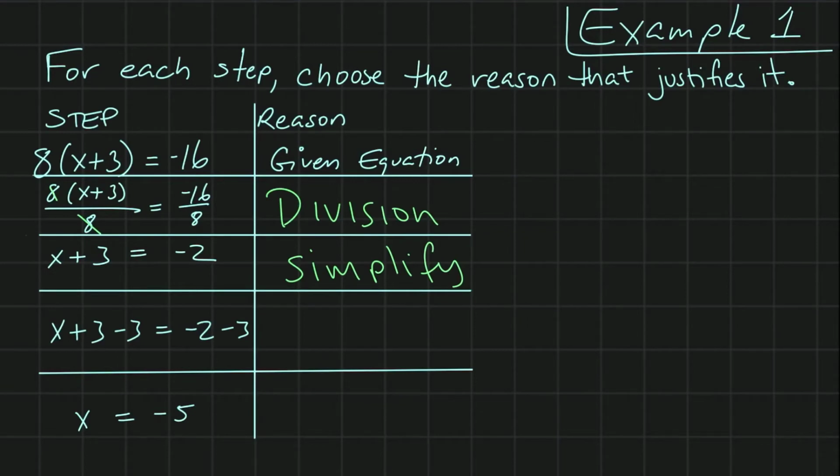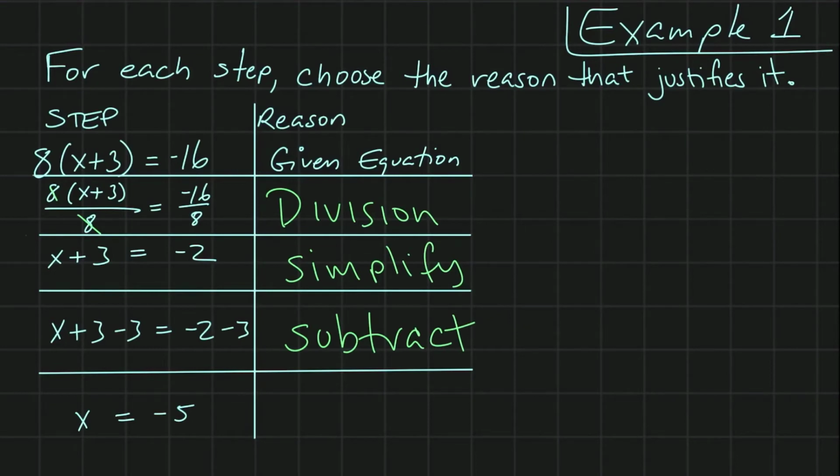The following step says that we need to get rid of the plus 3. To undo a plus 3, we have to subtract 3. With the subtraction property of equality, if it happens to one side of the equation, it happens to the other side as well. So I'm subtracting 3 from both sides. This would be the subtraction property of equality. Subtract.